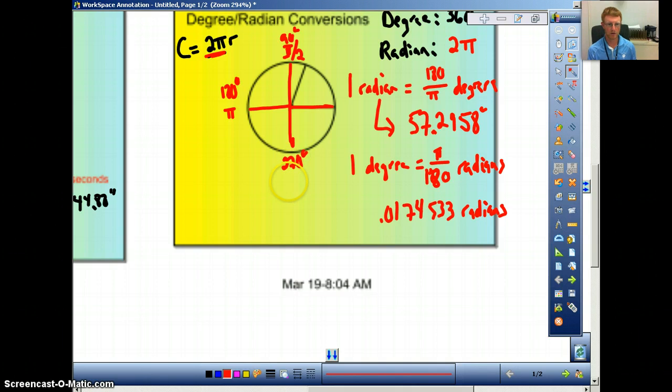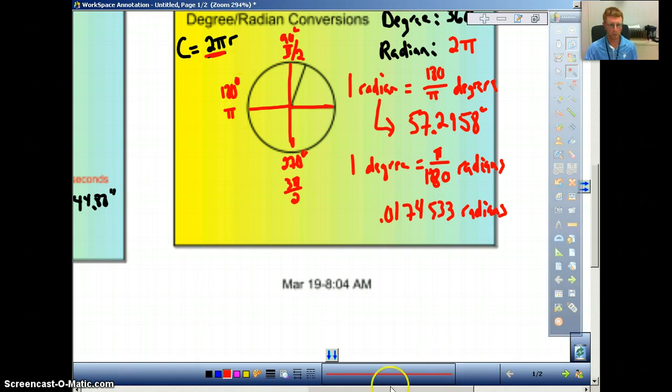And then our radians would be 3 pi over 2, which is 1.5 pi. So the way that I want you to think about it, to make it easier, is to think of everything as pi. Pi is 180 degrees. Because then when you convert, you can think of it as a fraction of 180 degrees.